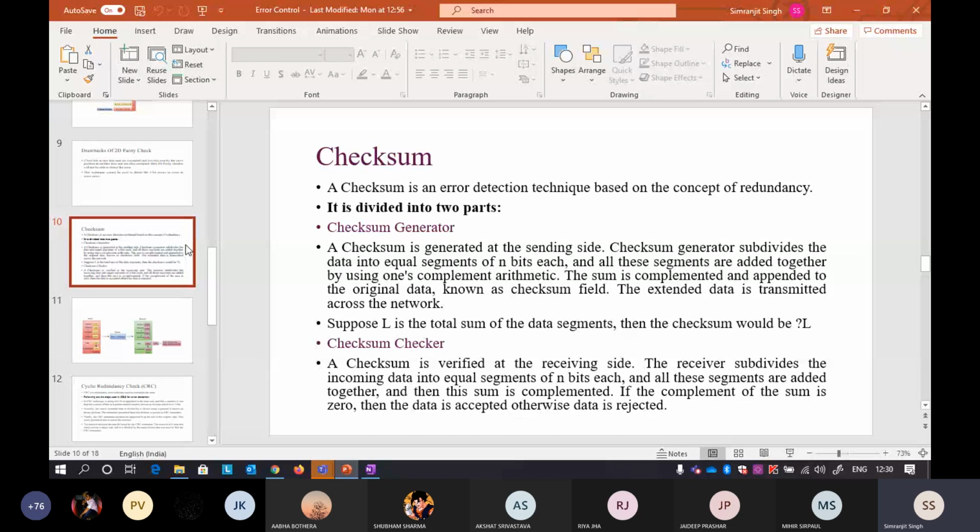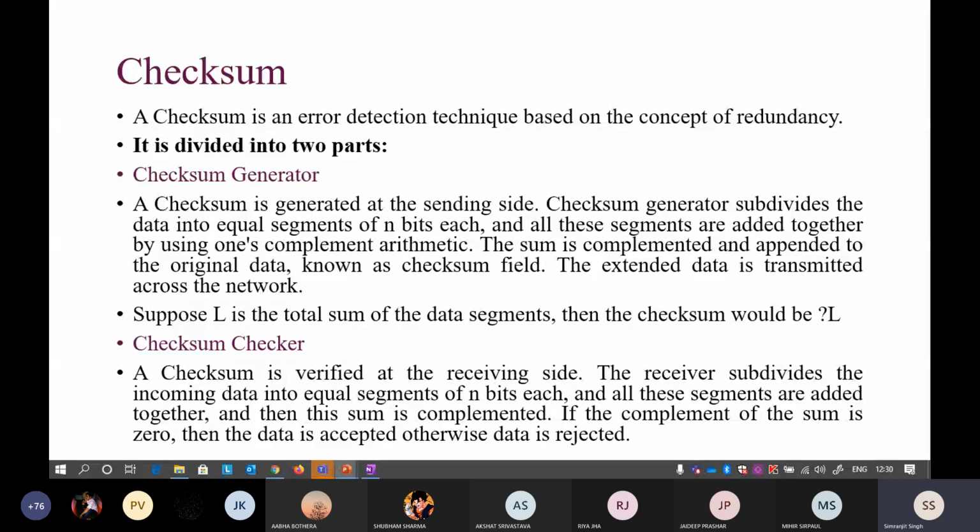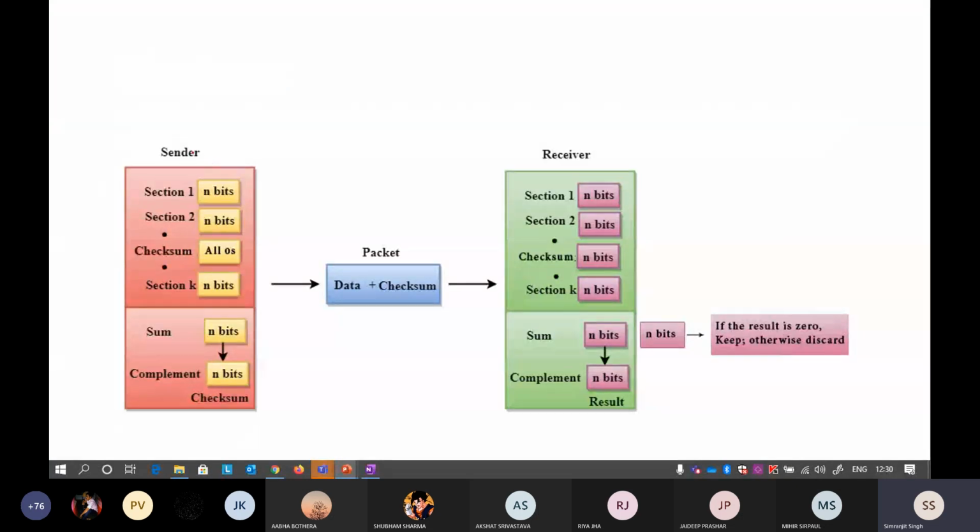If you look at it, you will find a checksum generator and a checksum checker. I'm just simply showing you the procedure here. Again, your section 1, section 2, your bits are divided. You add all of those bits, take the sum, and then take the complement of the sum. This particular thing will be called your checksum. So in this case, minus 34 will be added to the data you're sending. At the end of it, you are adding minus 34.